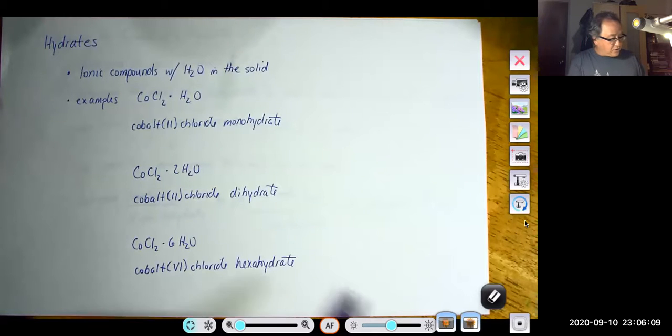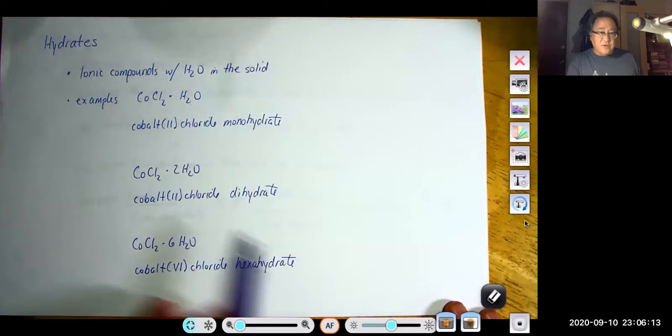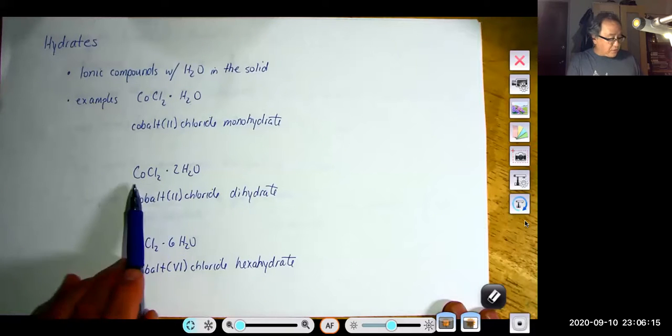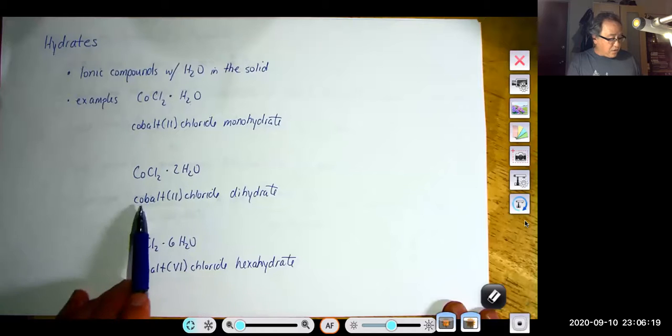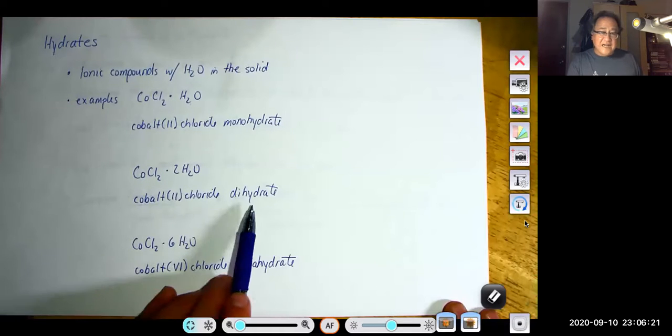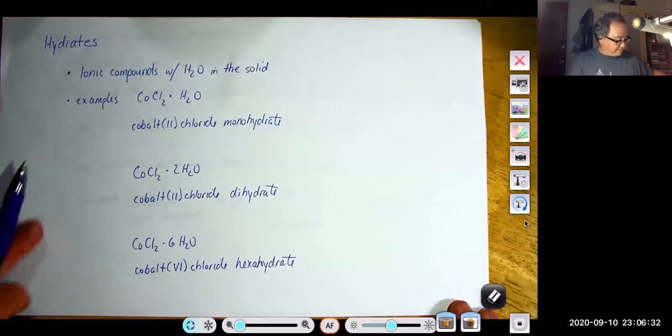So cobalt 2 chloride monohydrate. There's another hydrate with cobalt 2 chloride where there's two of the hydrates. So what do we call that? Cobalt 2 chloride dihydrate. And there's yet another cobalt compound with 6 hydrates. So cobalt 2 chloride hexahydrate.